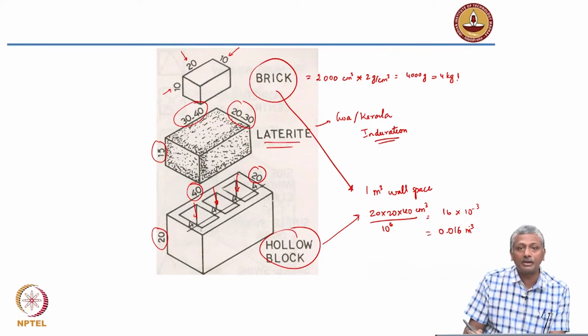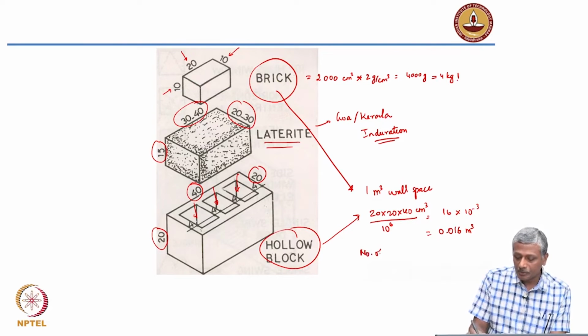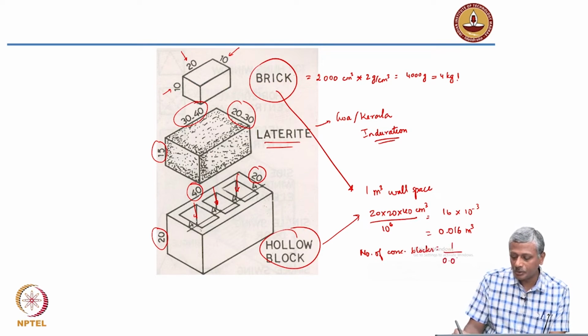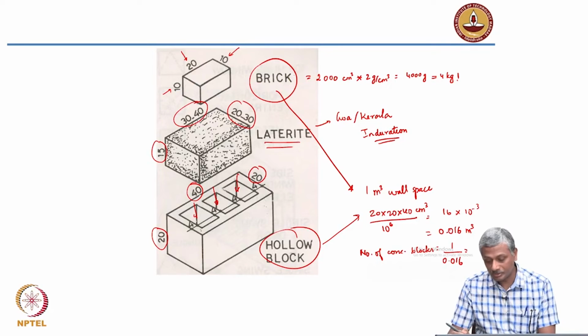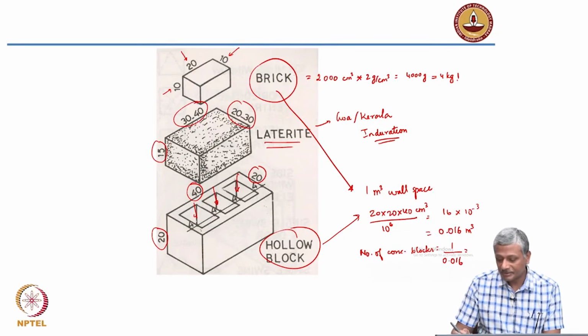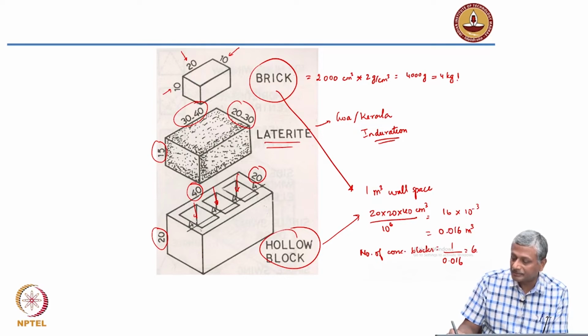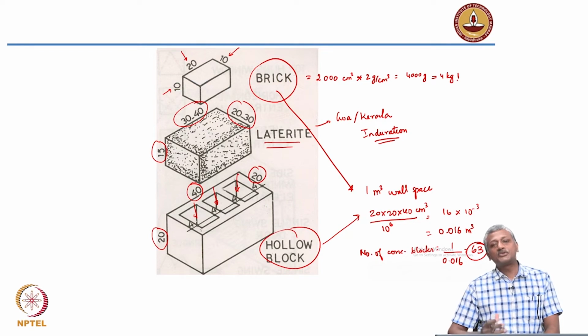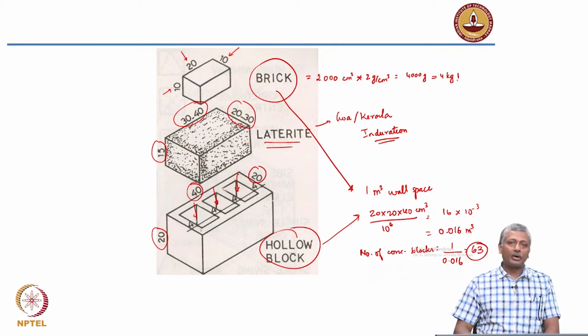So, how many concrete blocks do you need? The number of concrete blocks is 1 divided by 0.016, and that is how much? So, 1000 divided by 16, so that is 16, 6 are 96, and nearly, only about 63. You only need about 63 concrete blocks where you actually needed 500 bricks. So, approximately you have reduced the requirement by 8 times, and that is the power of using a concrete block.